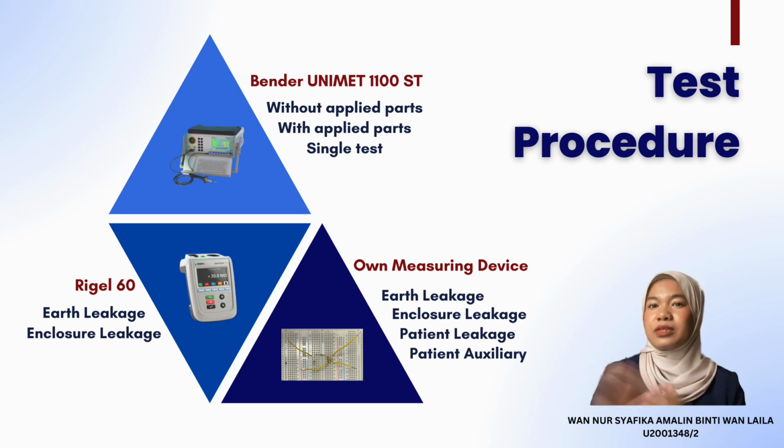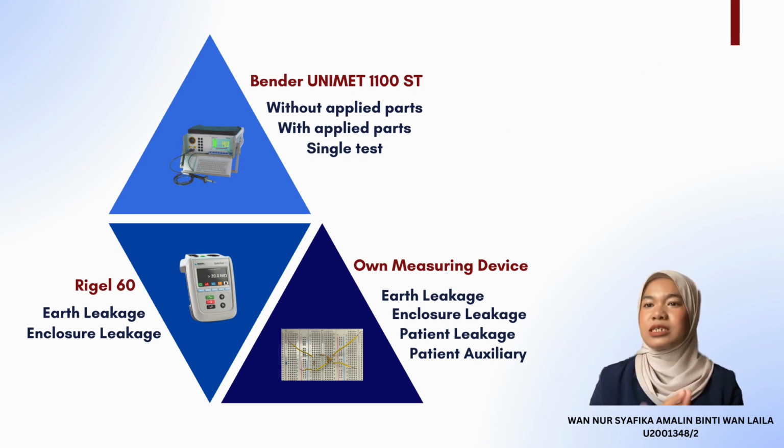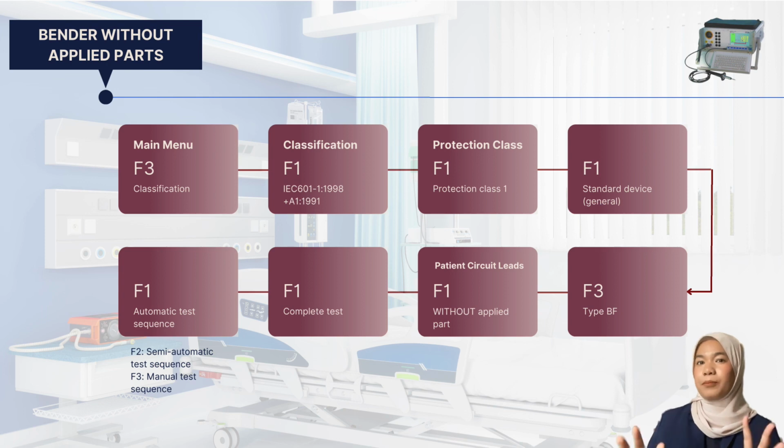And the second one, we will test using Rigel self-test 90 for the earth leakage and enclosure leakage current. And for the last one, we will test this Boca using our own measuring device. Firstly, we will use the Bender without any applied part for our testing device. So this is what will be shown on the Bender's monitor.